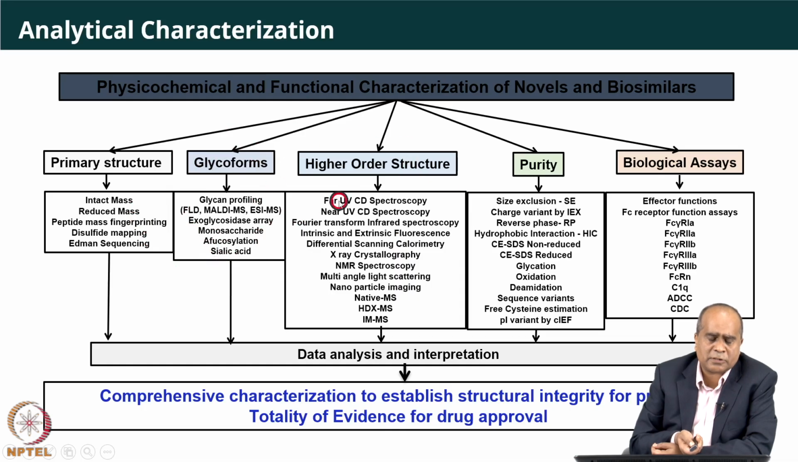Then you do higher order structural analysis: far UV, near UV, which we already discussed, FTIR, intrinsic and extrinsic fluorescence. For stability you do differential scanning calorimetry, and for 3D structure you do X-ray or NMR or multi-angle light scattering. Some of these we have not discussed: HDX-MS, native MS and nanoparticle imaging, but the upper ones we have discussed. For purity you have to do size exclusion chromatography, charge variant analysis, reverse phase, hydrophobic interaction, and glycosylation, oxidation and deamidation analysis, all of these you do.